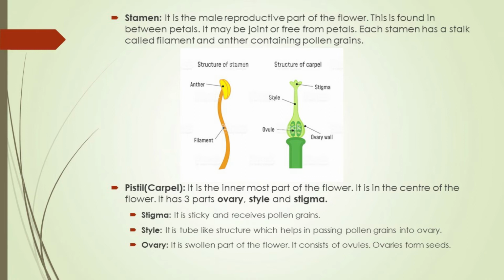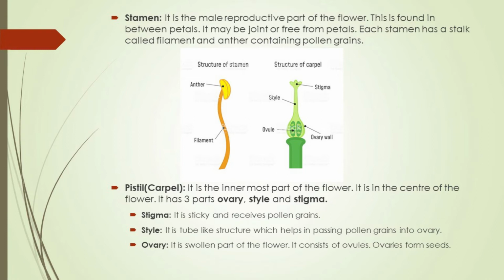In the diagram, you can see the long filament-like part is known as filament, and the upper yellow colored lobe-like part is known as anther. And in the anther, the pollen are there. Small grains of pollen stick there.